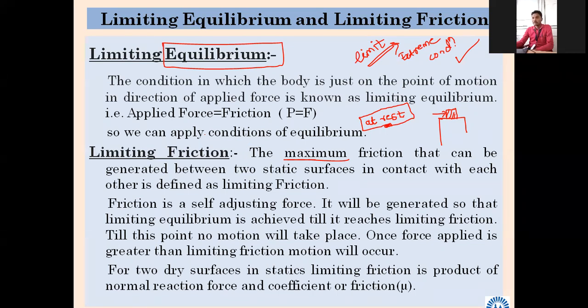Just you can remember, it is the maximum friction that can be generated between two static surfaces in contact with each other. It is called as limiting friction, and limiting equilibrium is a condition of body in which body is about to move due to applied force. Okay, are you with me? At least we should know these terms. What is limiting equilibrium? Equilibriumचं लिमिट संपलं आता, तिथून पुढे बॉडी मोशनला जाणार. And limiting friction is maximum friction between two surfaces, beyond which motion will start.